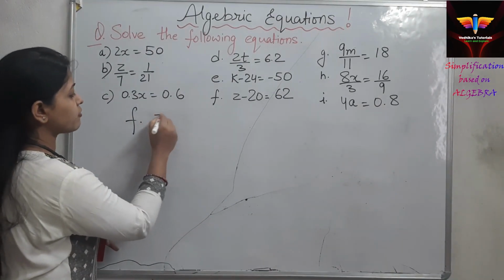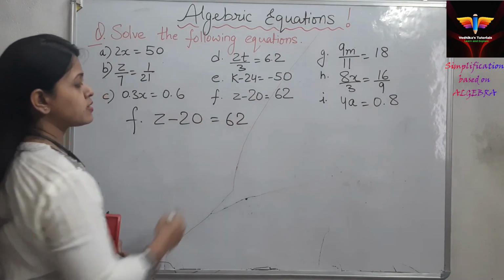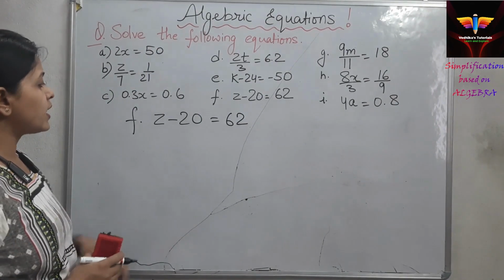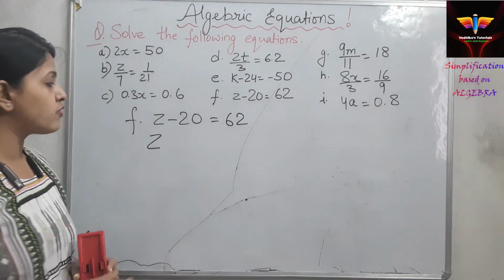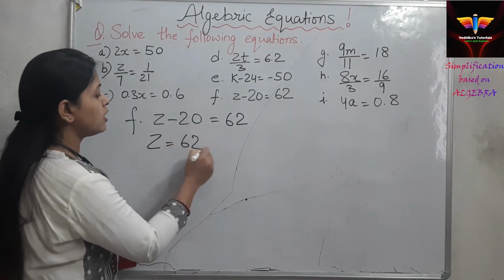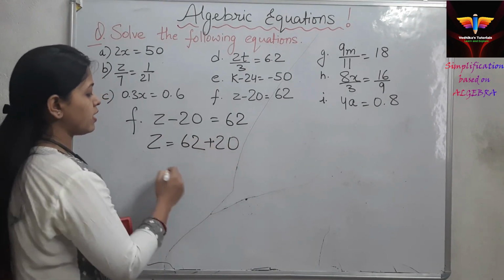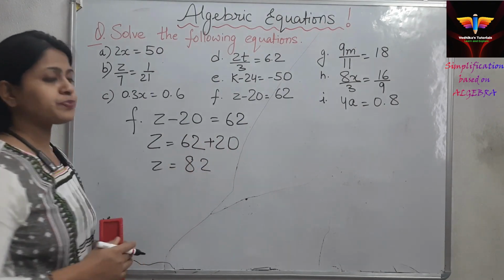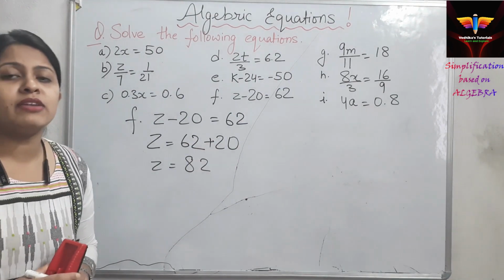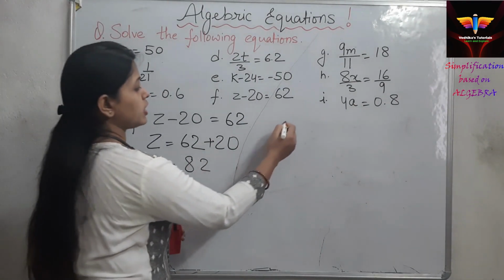Now question number F is z minus 20 is equal to 62. So here again subtraction. We need to find the value of z. z is equal to 62 and this minus will get converted into plus 20. Okay, so the value of z will be 2 plus 0, 2, 6 plus 2, 8. So the value of z is 82.